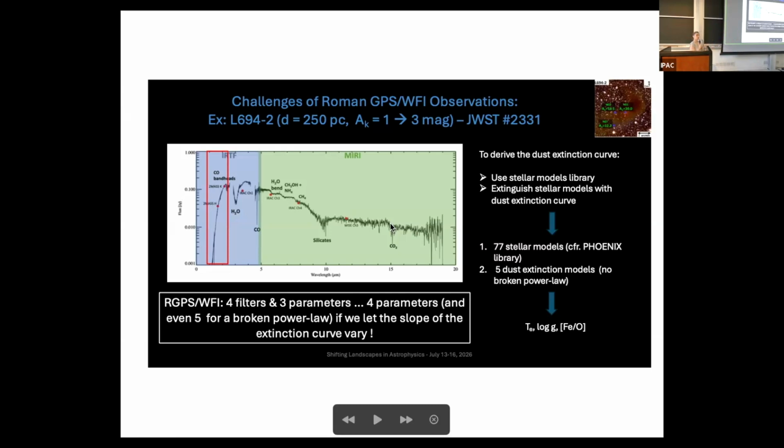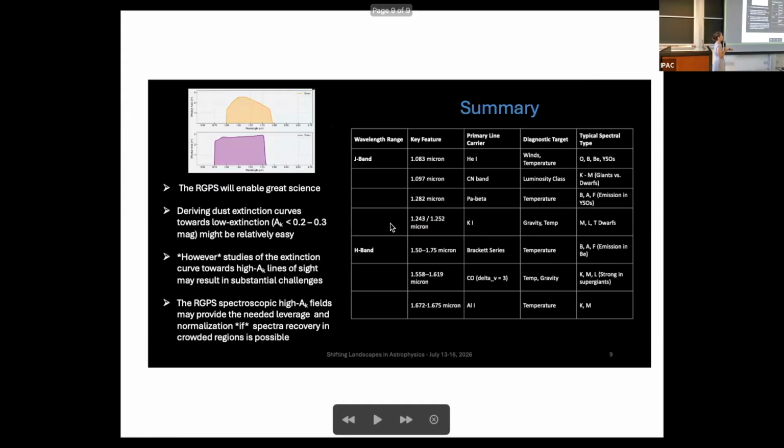So let's come now to the Galactic Plane Survey. We are going to have 4 filters. We have to fit 3 parameters. But if you also want to fit the extinction curve, at least one power law, we have 4 filters, so 4 measurements, 4 parameters. And if we bring in the broken power law, then we have 5 parameters and 4 measurements. So the equation starts breaking down. And the statistics here doesn't help. So I think this is really going to be the big challenge.